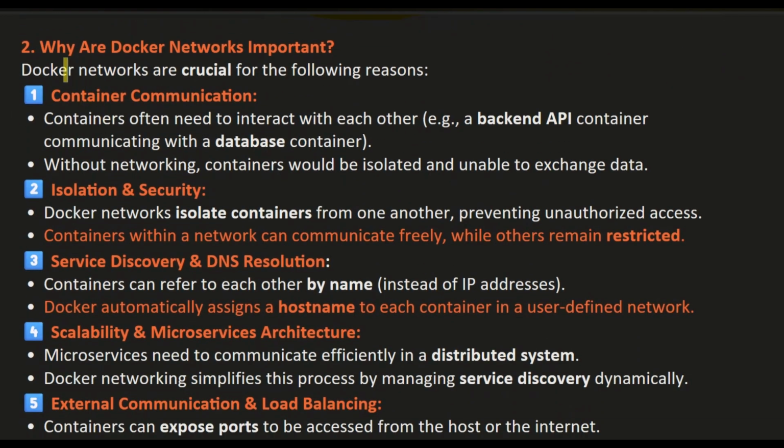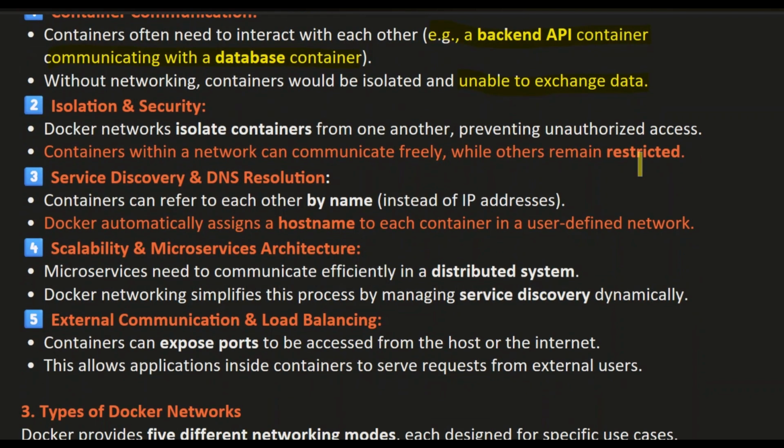2. Why are Docker networks important? Docker networks are crucial for the following reasons. 1. Container communication. Containers often need to interact with each other, e.g., a backend API container communicating with a database container. Without networking, containers would be isolated and unable to exchange data. 2. Isolation and security. Docker networks isolate containers from one another, preventing unauthorized access. Containers within a network can communicate freely, while others remain restricted.